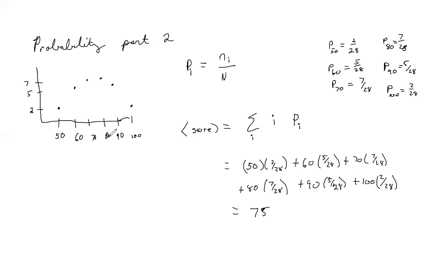Okay, so that's how we use probabilities to calculate expectation values or averages. You simply take the thing you're averaging and sum over all possible outcomes of it, weighted by their relative probabilities. And that's how you calculate an average value. Very good.